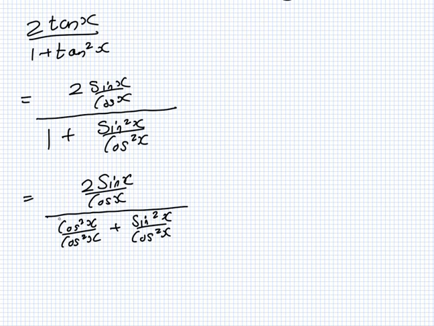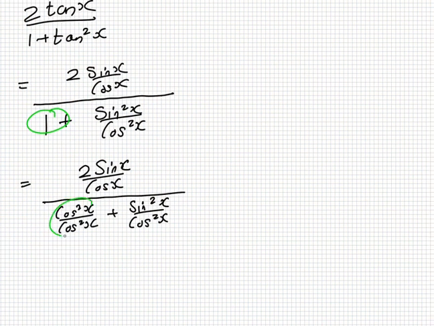Which part? Here to here? Well, 1 is cos squared over cos squared. No, top one. How I got this? The numerator. Oh. Tan is sine over cos.